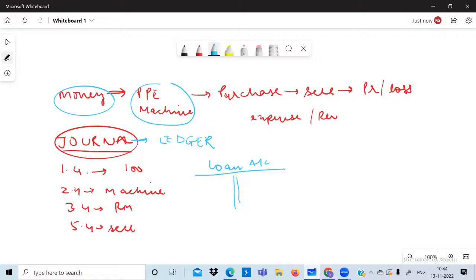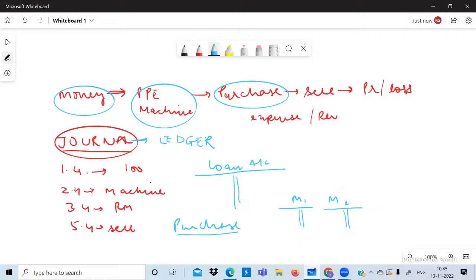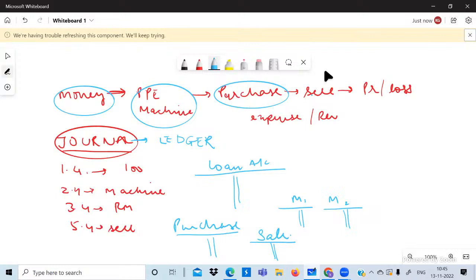Then you bought some machine. So maybe you'll have machine account, and you've got different machines. So you could have machine one account, machine two account, so on and so forth. So you will have different machine accounts. Then let's say you've purchased raw material. So you'll have a purchase account. Then you sold goods. So you'll have a sale account, so on and so forth. And you keep recording all these transactions over there.